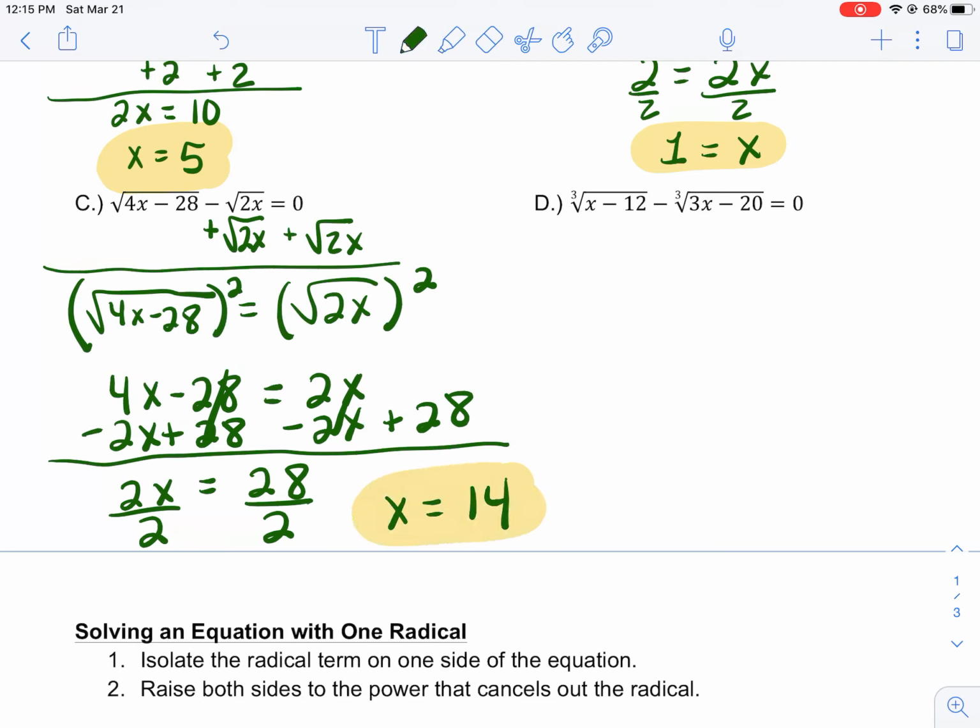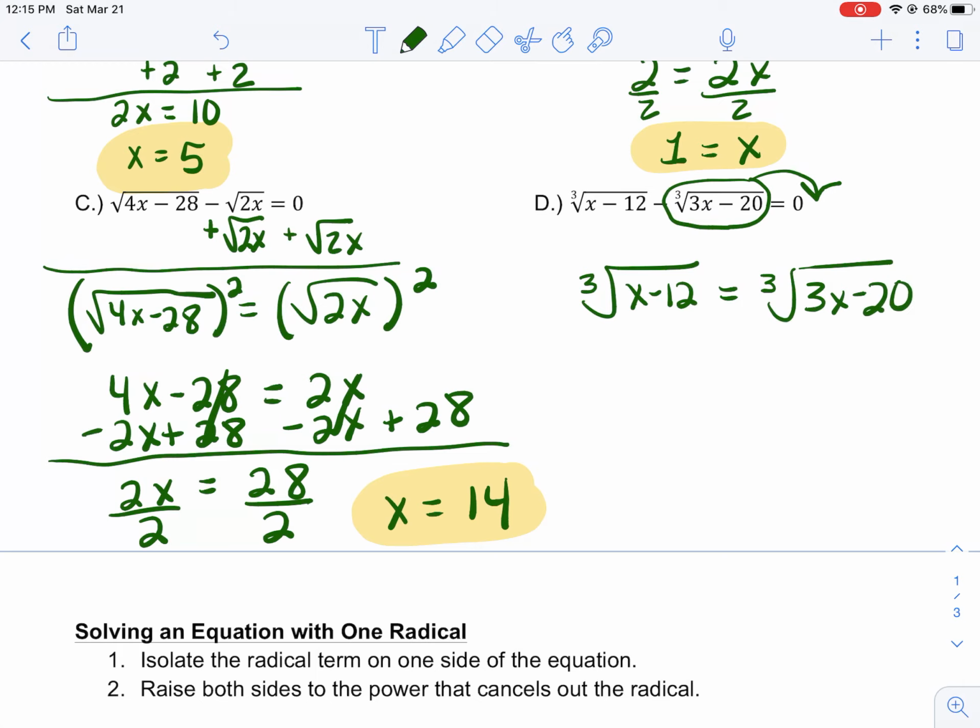Okay, so you can't just lift the gate. You have to move one of the radicals to the other side, and then you can raise it to the power and lift the gate. So in this next one, we're going to take this expression and we're going to add it to both sides, so it's going to end up over on the right side. So we're going to have the cubed root of x minus 12 equals the cubed root of 3x minus 20. When I move it to the other side, it becomes positive.